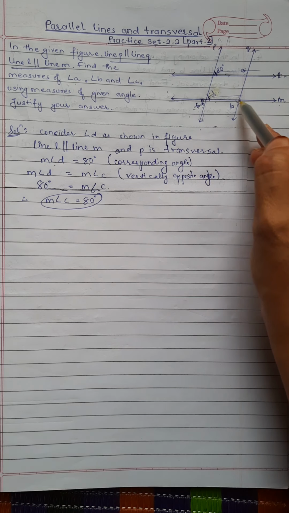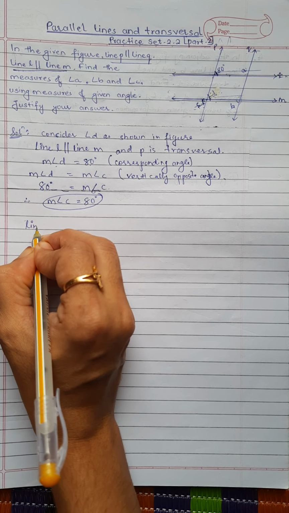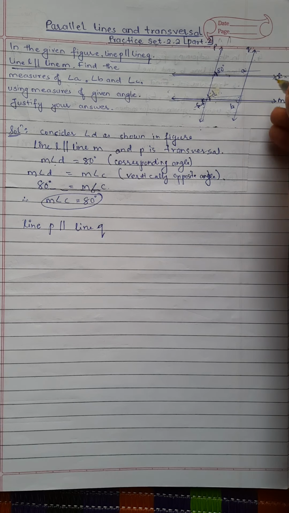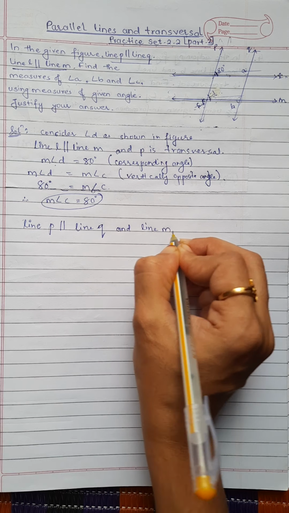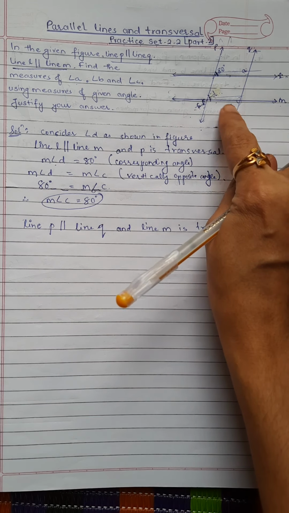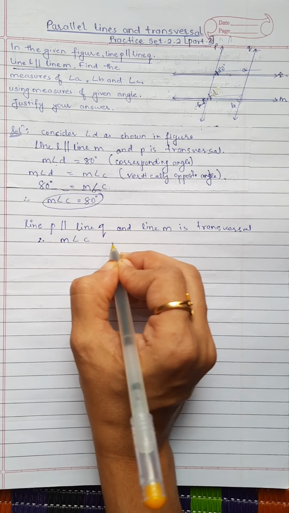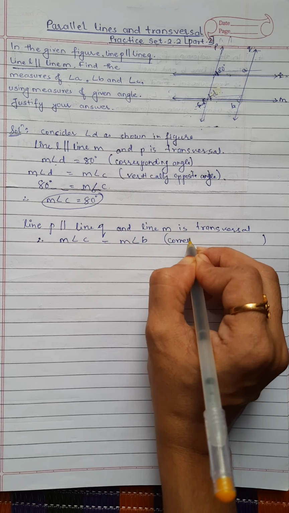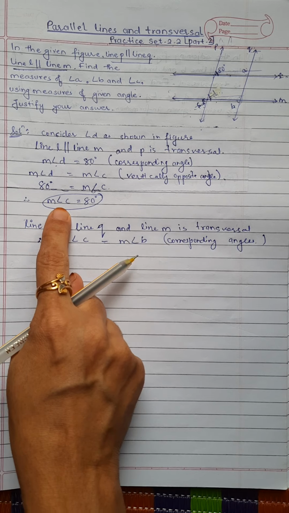These two lines are parallel and this is the transversal. Okay, so line P is parallel to line Q, and line M is the transversal. So C and B form corresponding angles. Therefore, the measure of angle C will be equal to the measure of angle B, as these are the pair of corresponding angles.